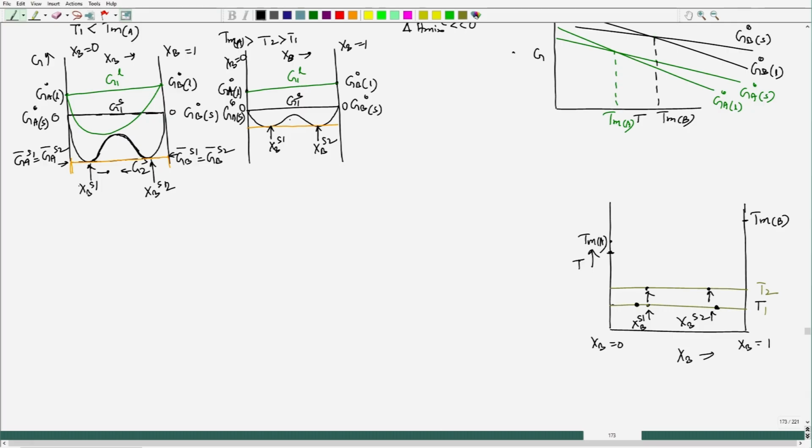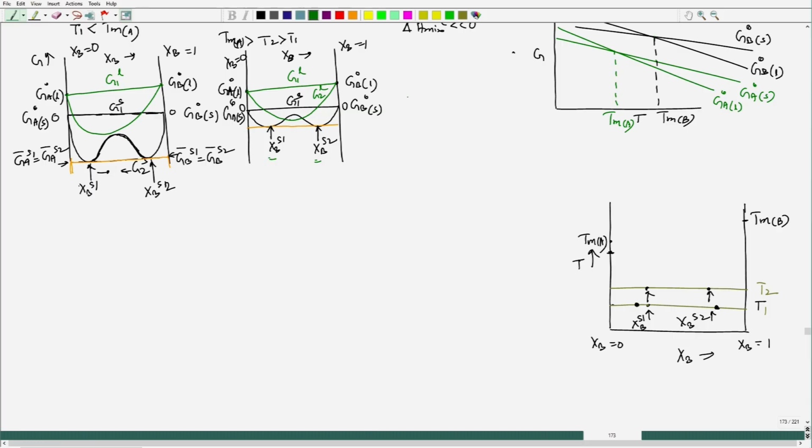Now, we have this temperature, and of course, we have to show the liquid one. The liquid one can actually go like this. This is G2 liquid, which can actually crisscross, but we see that the common tangent value, which is the free energy of the equilibrium phases, lies far below the liquid solution free energy. So, that means the stable phase would definitely be these two compositions of solid 1 and solid 2.